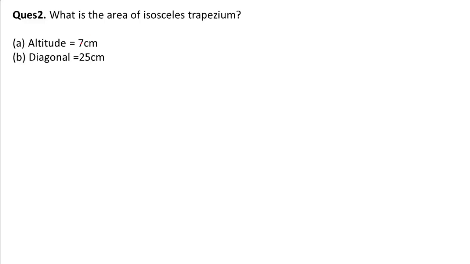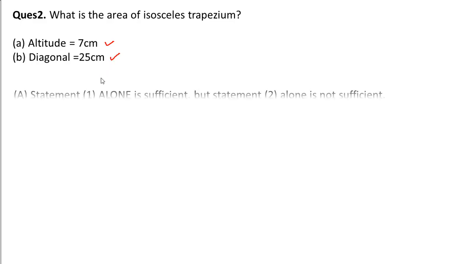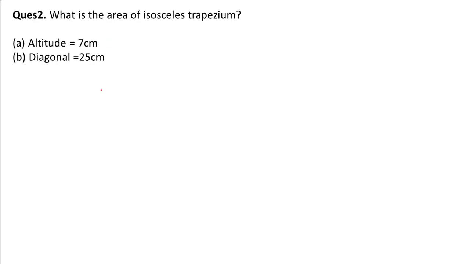Let us move forward to our second question. It says, what is the area of an isosceles trapezium? The two statements are: altitude is equal to 7 centimeter, or height is equal to 7 centimeter, and the second statement is diagonal is equal to 25 centimeter. So a DS question again.